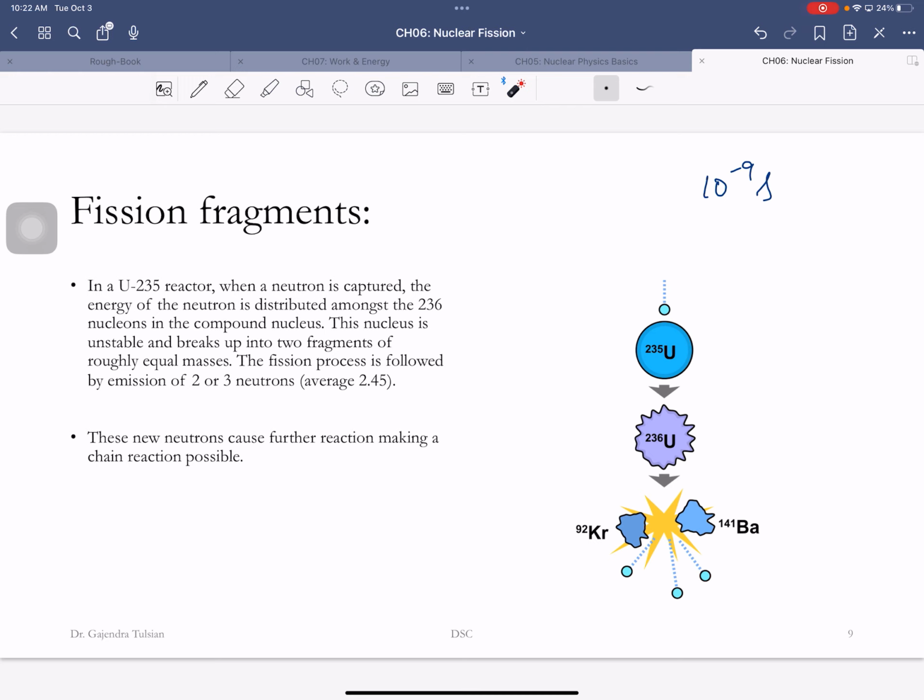Are delayed neutrons caused by the products of the uranium? Yeah, all those neutrons are spit out by the products of the uranium.